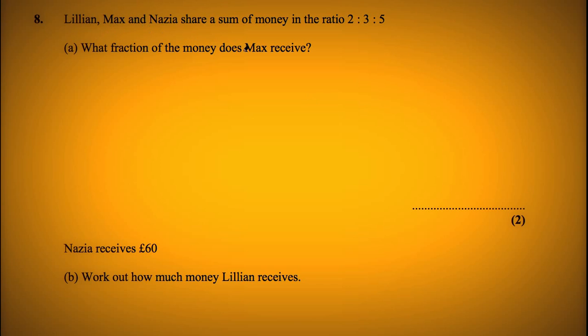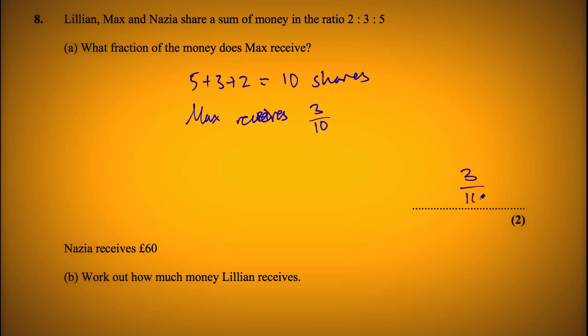Lillian, Max and Nadia share a sum of money in the ratio 2 to 3 to 5. What fraction of the money does Max receive? So overall there are 5 plus 3 plus 2 equals 10 shares. Max receives 3 out of every 10. So the fraction of money is 3/10.